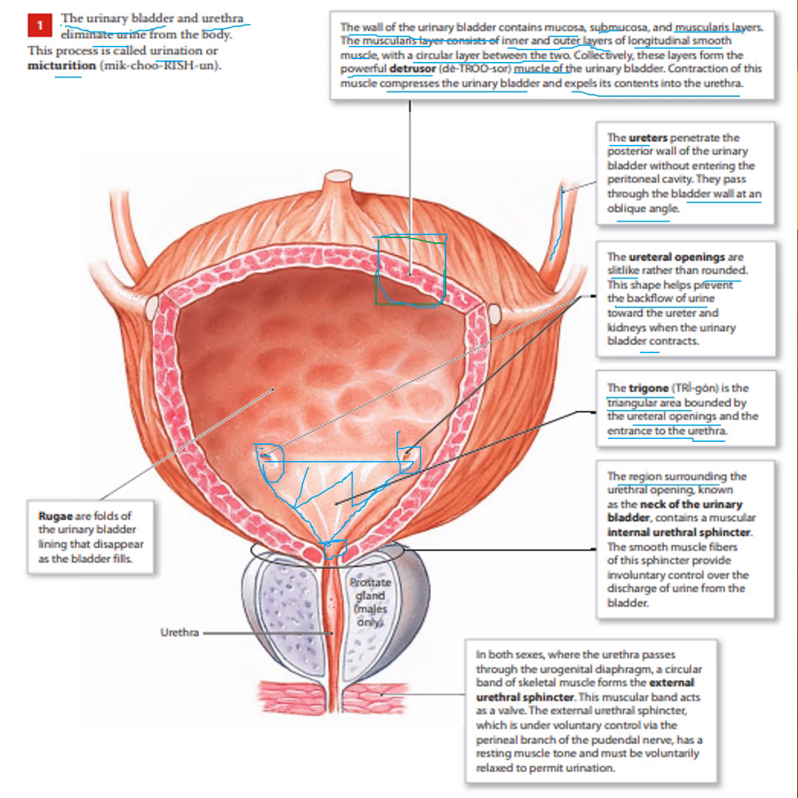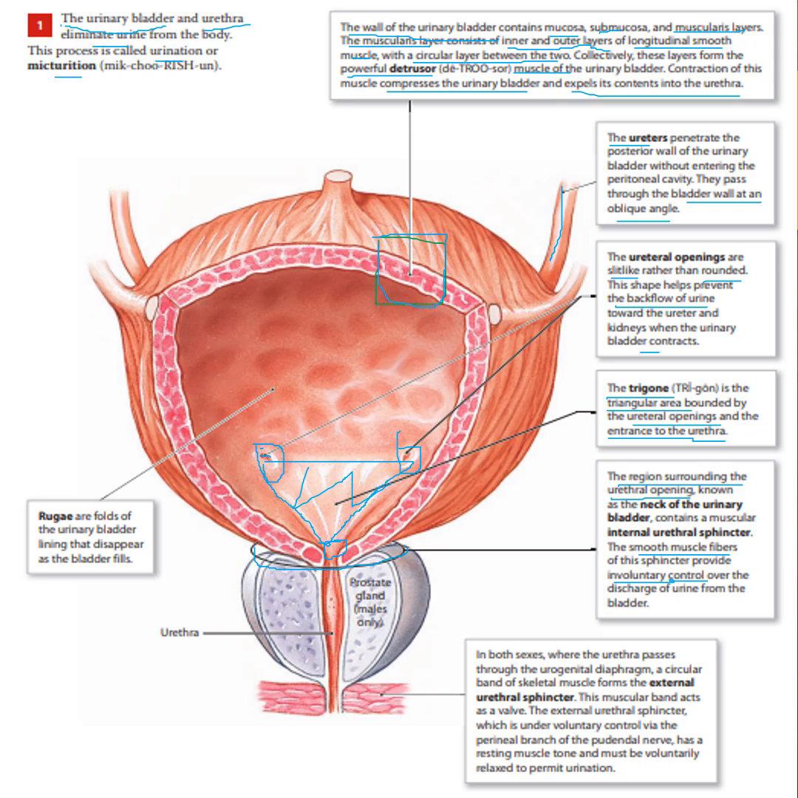The region surrounding the urethral opening is known as the neck of the urinary bladder, containing a muscular internal urethral sphincter. As you can see, this is the neck of the urinary bladder, which contains the internal urethral sphincter. The smooth muscle fibers of this sphincter provide involuntary control over the discharge of urine from the bladder.